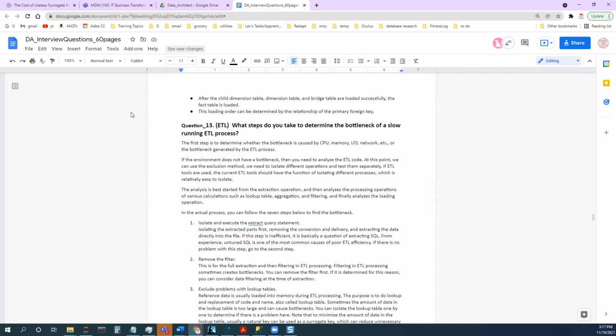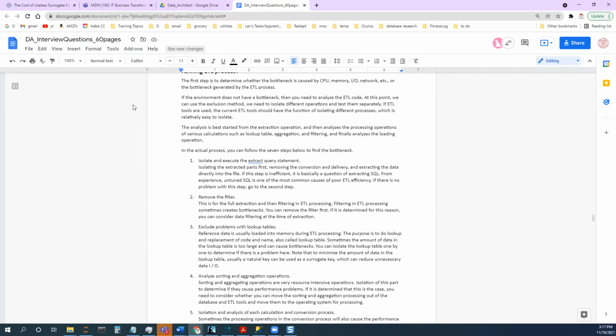If ETL tools are used, the current ETL tool should have the function of isolating different processes, which makes it relatively easy to isolate. The analysis is best started from the extraction operation, then analyzes the processing operations of various calculations such as lookup table, aggregation, and filtering, and finally analyzes the loading operation. In the actual process, you can follow 7 steps below to find the bottleneck.